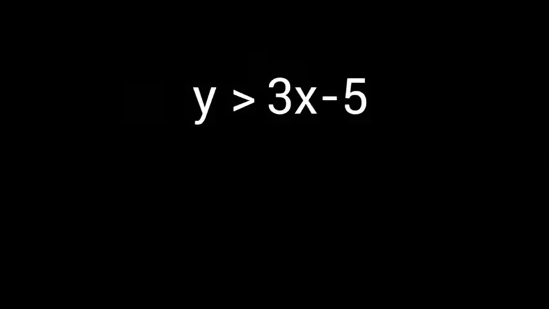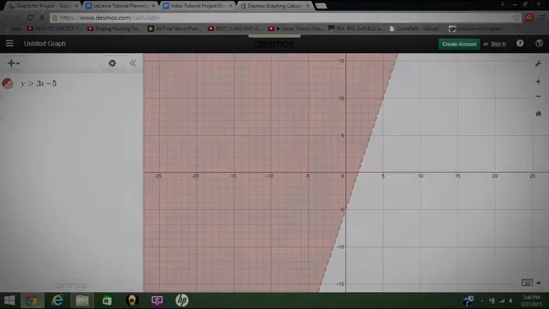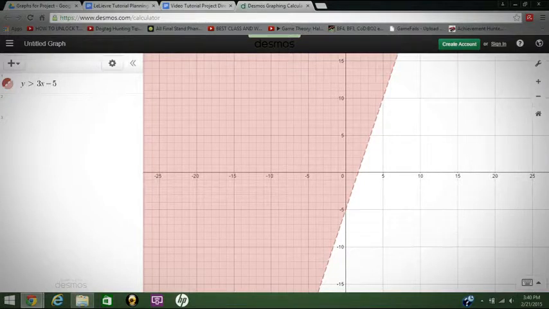To solve y is greater than 3x minus 5, first, graph the line. It intersects the y-axis at (0, -5) and goes up 3 for every one right due to the multiplier of 3. This inequality is only true for all numbers that are greater than the line, but not those equal to or less than it. To represent this on a graph, the line will be dotted or dashed rather than a single solid line, and the space above it will be shaded in.